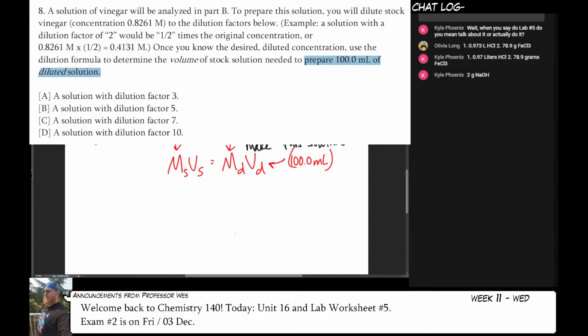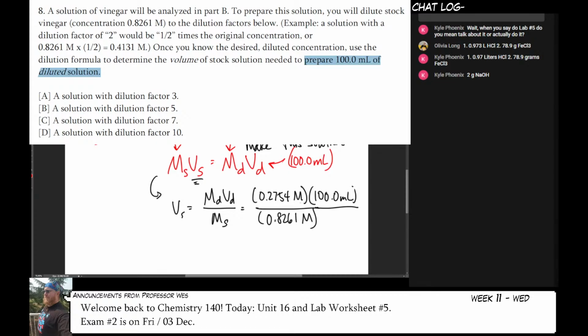All right. I do have to cover up the numbers, unfortunately. So let's take this equation. We're going to again solve for Vs because that's what we were doing all day yesterday. And so the dilute molarity is 0.2754. Oops, hold on, I forgot my unit. The dilute volume is 100 milliliters. And the stock molarity was 0.8261 moles per liter. These would cancel out.